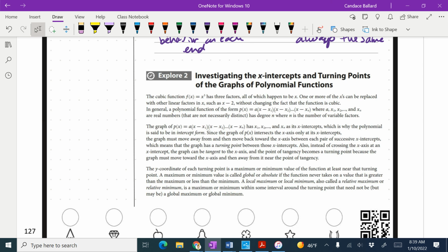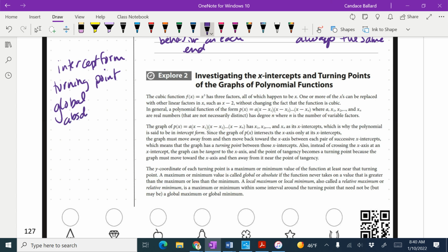When you're reading through this, I'm going to have you read it 2 times, just like we were doing before, okay? I want you to make sure that you find the definition for intercept form. You don't have to write this down. I just want to make sure that you know what I want you to see. I want you to figure out what a turning point is. I want you to be aware of the word global, the word absolute, the word local, and the word relative.